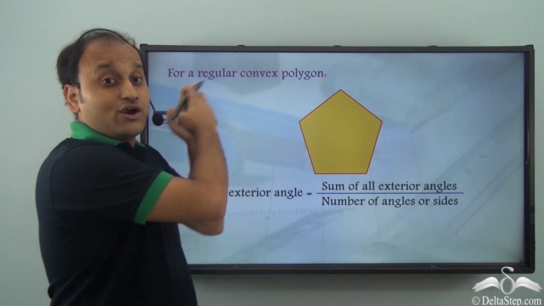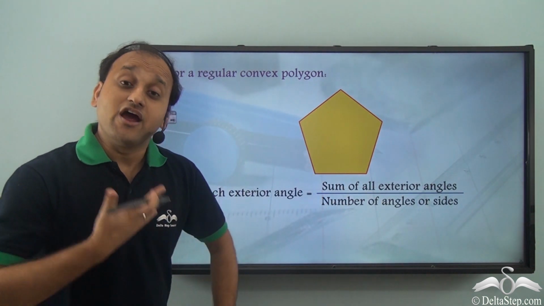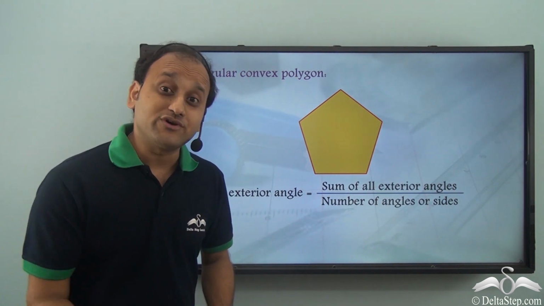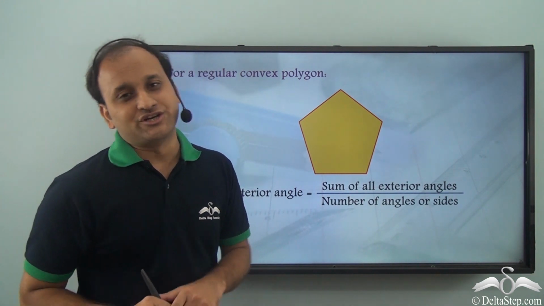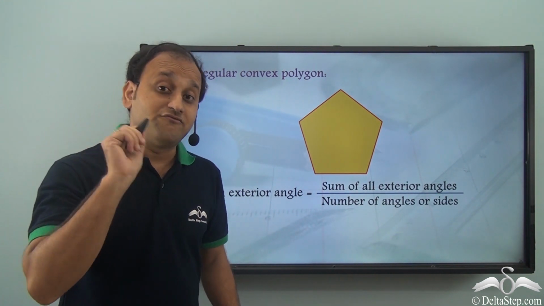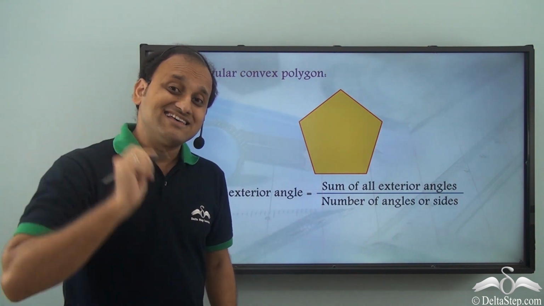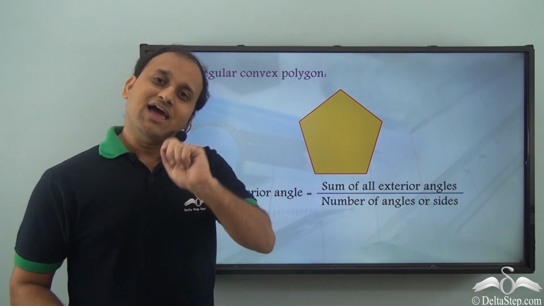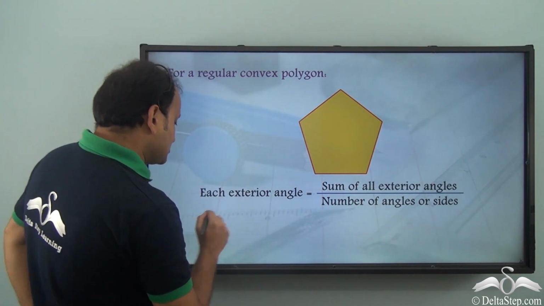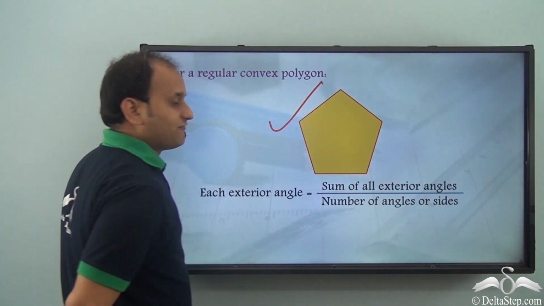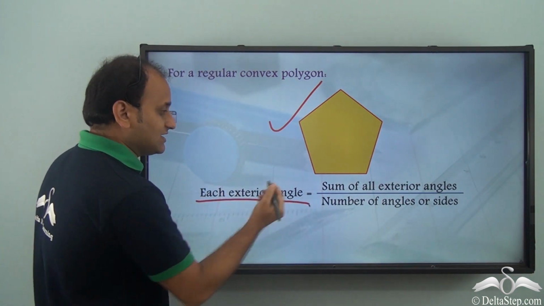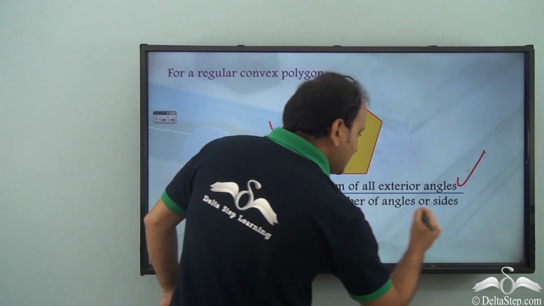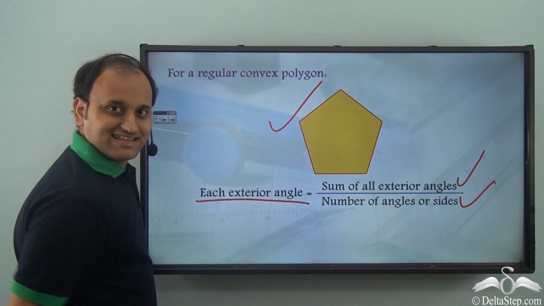Now let's come to a regular convex polygon. In the case of a regular convex polygon, we can go a step further. That is, we can also calculate the value of each external angle, because in this case the value of every external angle is the same. So in the case of a regular convex polygon, each external angle is equal to the sum of all exterior angles divided by the number of angles or sides.